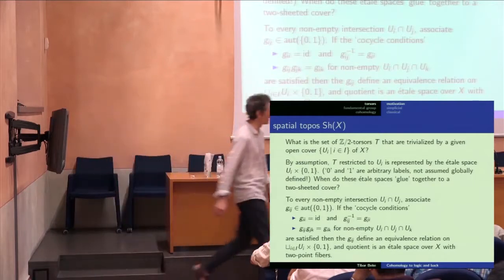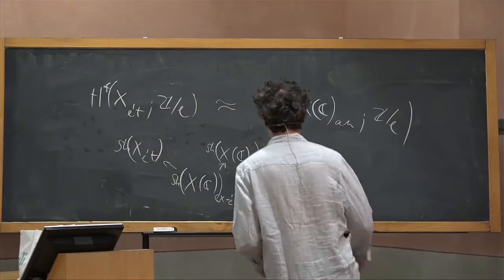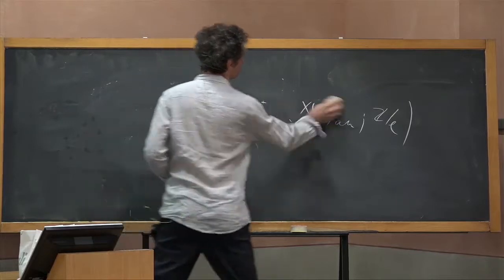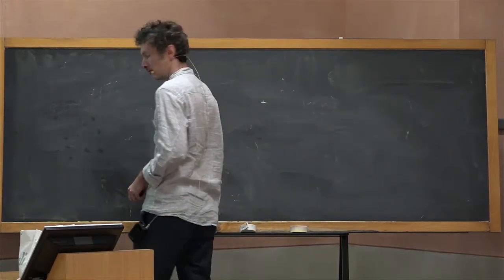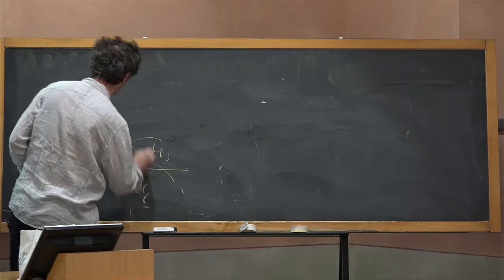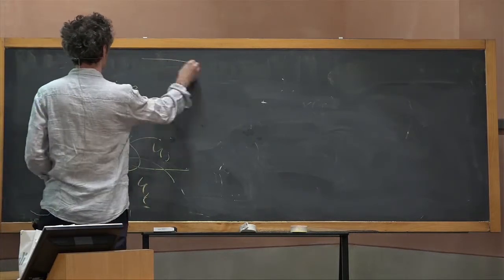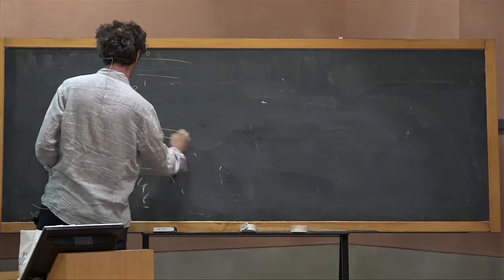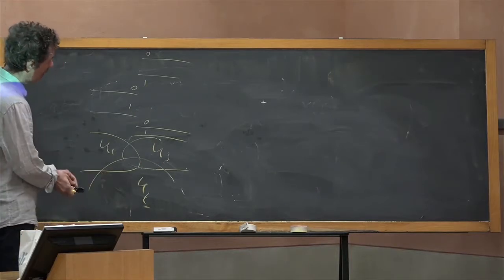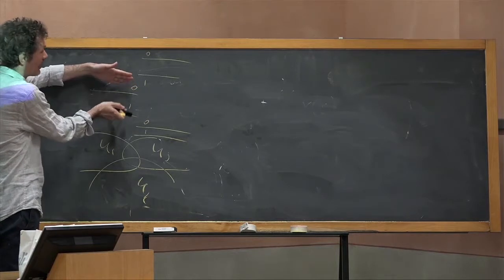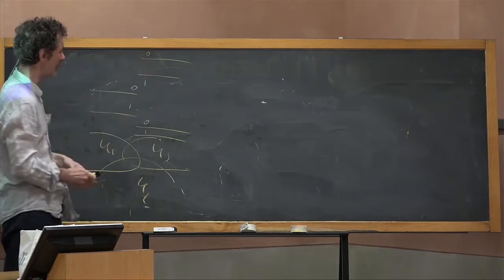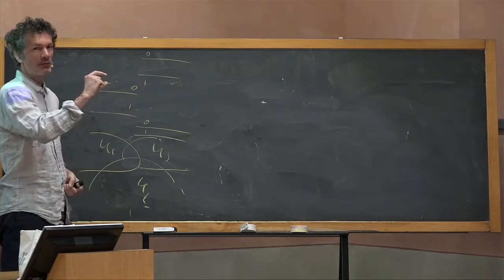Let me just give you a cartoon as well. So you have some kind of open cover of your topological space. Doesn't need to be locally finite. Over this chunk, you have two sheets, and I'm going to label them 0 and 1. Over this chunk, you have two sheets. I'm going to label them 0 and 1. They could have other labels, and similarly there. You know that secretly, there should just be two points over each point.